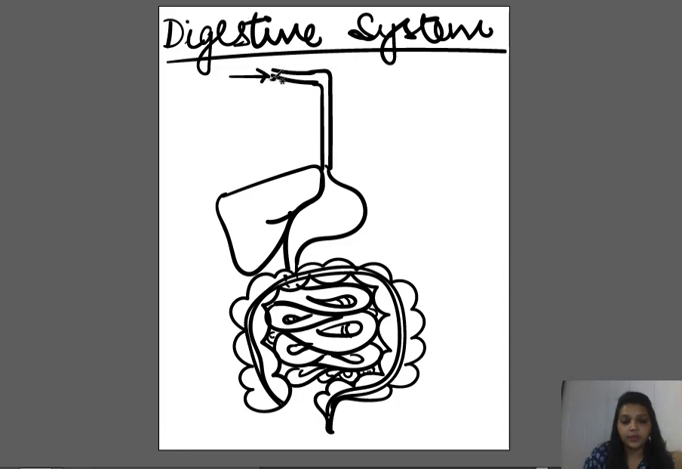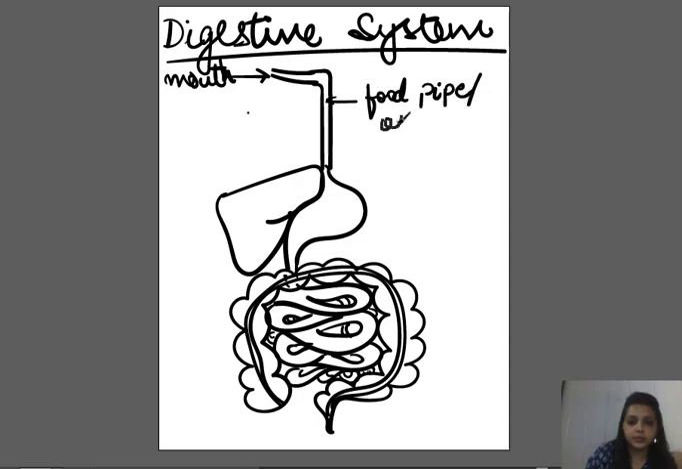So from the first part, we're going to mark the first part as the mouth, right? As we discussed earlier, this part is the food pipe. We also call it the esophagus, right? So as we try to say this word, it is pronounced esophagus. We do not pronounce the O part, we directly start saying from esophagus. O is a silent alphabet here. So we say it as esophagus.